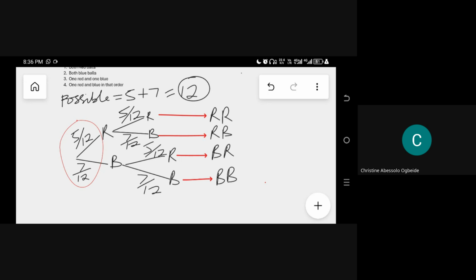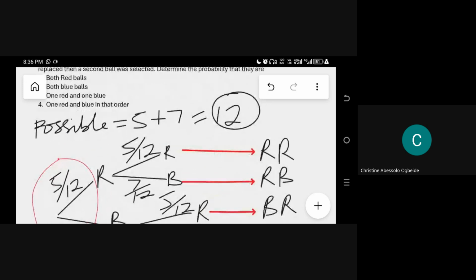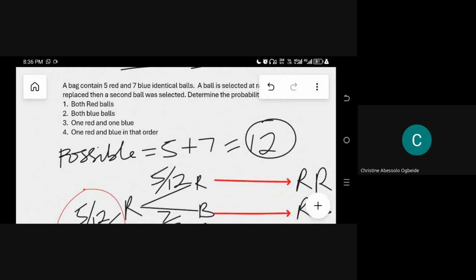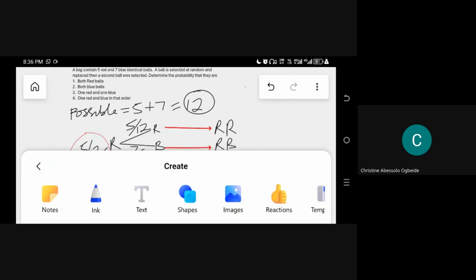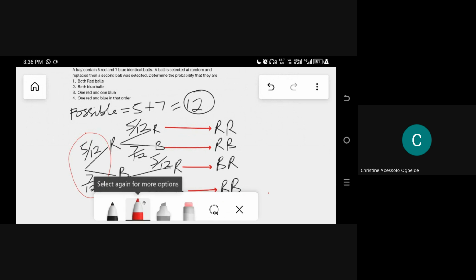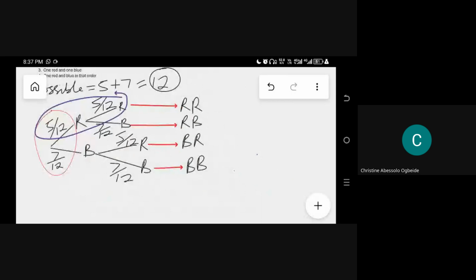So now we'll go back to the question, the part where they said the probability that both balls are red, that both of the balls, the first pick and the second pick, are red. So if we're looking for the probability of both red, then it is this part here. Look at red and red here, the part I circled in purple. So the probability that both balls are red, for number one, you have to say 5/12 times 5/12.